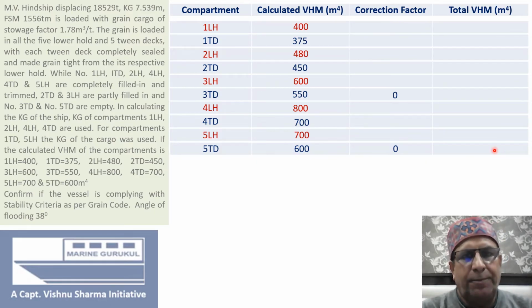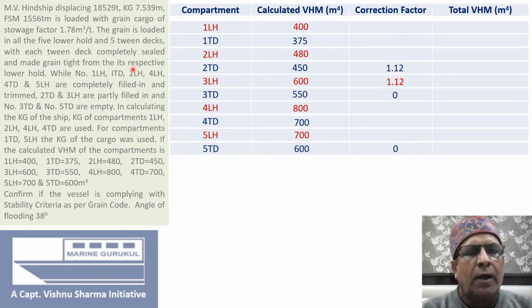Then we have two compartments which are partly filled, 2 twin deck and 3 lower hold. For partly filled compartments, we need to increase the calculated volumetric heeling moment by 12%. That means we multiply by 1.12. So you can see for 2 twin deck and 3 lower hold, we have this factor of 1.12. The remaining compartments are filled, trimmed.